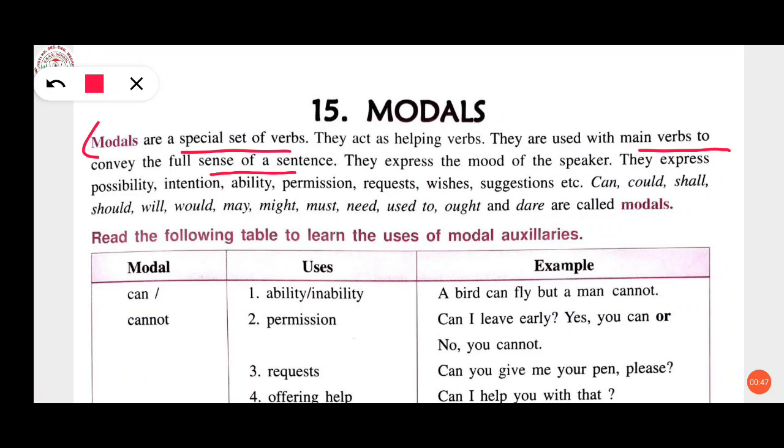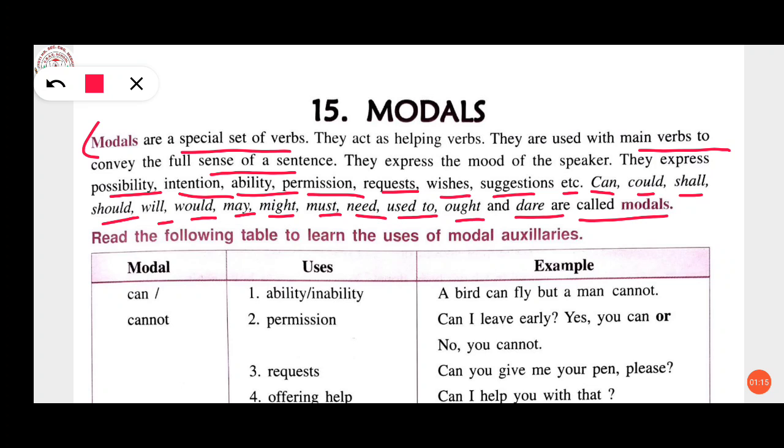They express the mood of the speaker. They express possibility, intention, ability, permission, request, wishes, suggestions, and so on. Can, could, shall, should, will, would, may, might, must, need, used to, ought, and dare are called modals.